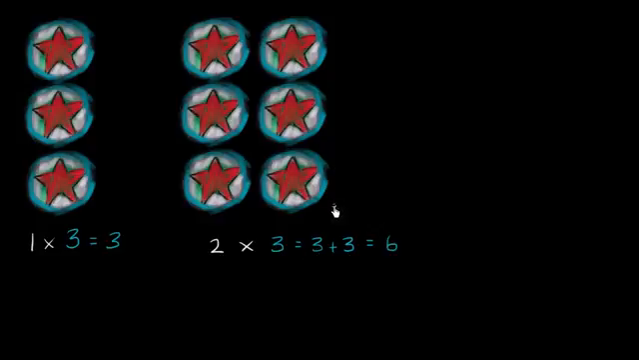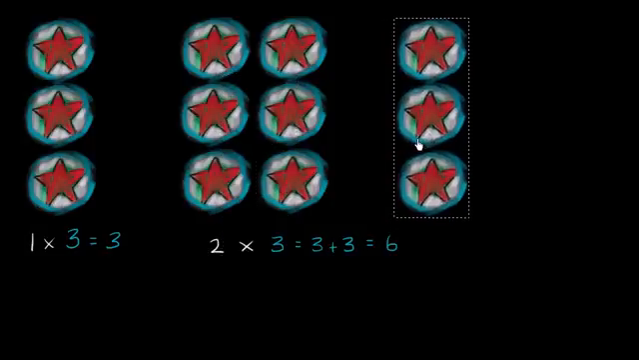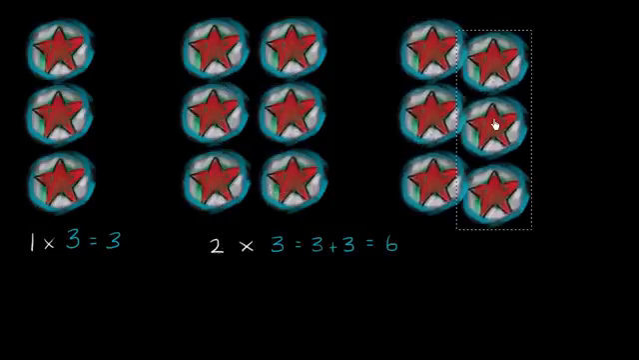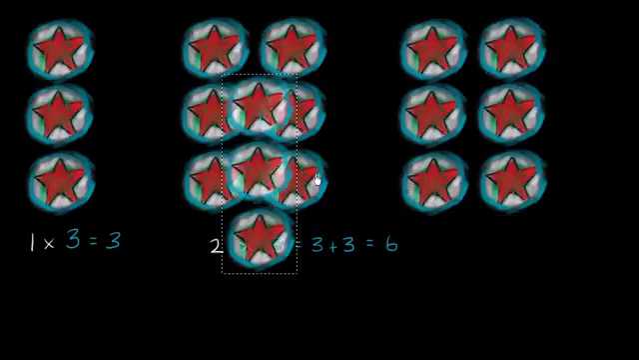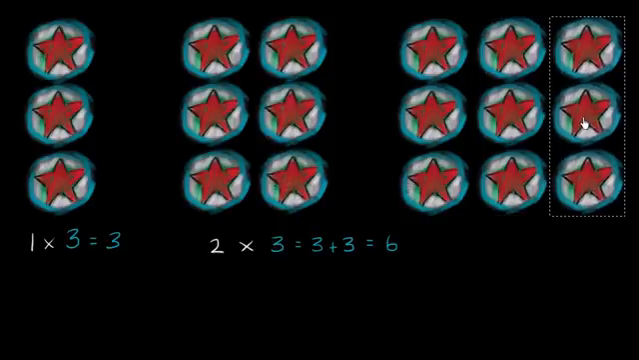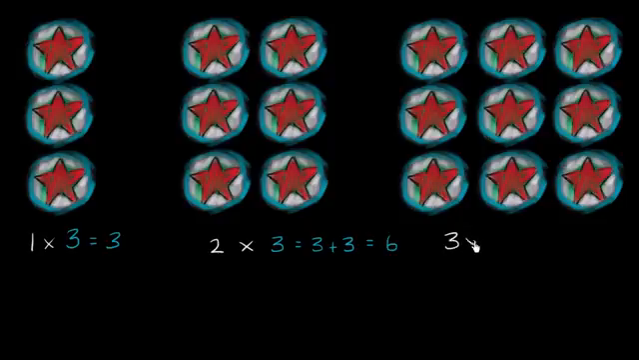Let's make it even more interesting. Let's have 3 groups of 3. Now what is this going to be equal to? Well, it's 3 groups of 3. So I could write this as 3 groups, 3 times 3.